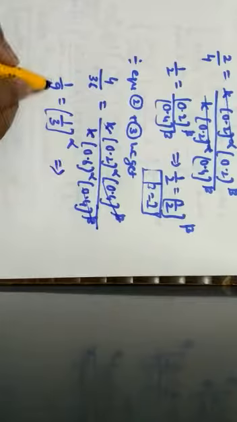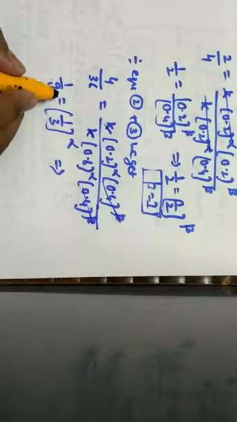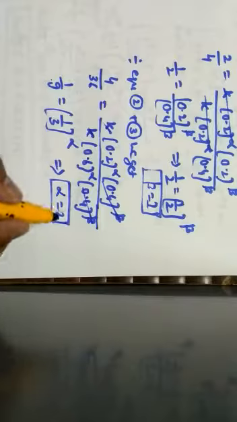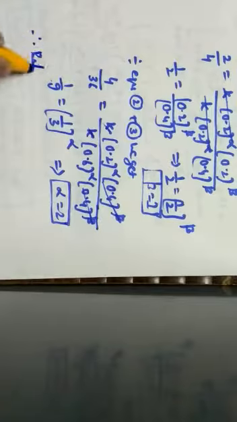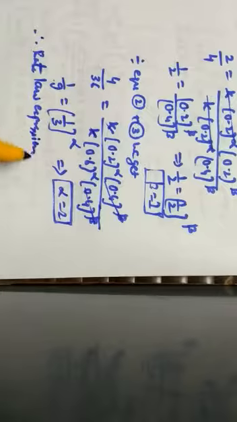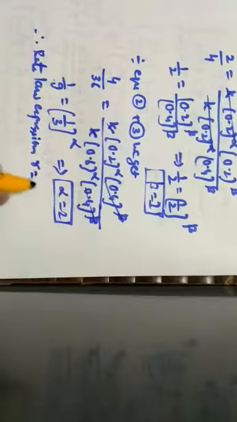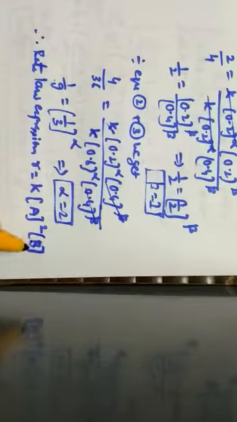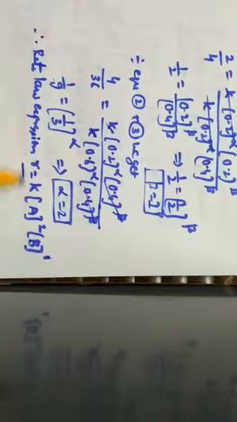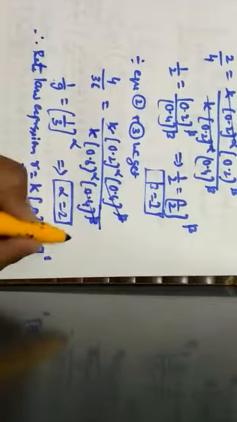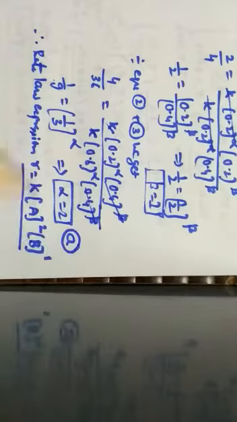alpha. So it implies 9 can be written as 3 square. So alpha is 2. Therefore, the rate law expression can be represented as rate R is equal to k into A raised to the power alpha, which is 2, and B raised to the power beta, where beta is 1. This rate law expression is given by option A.